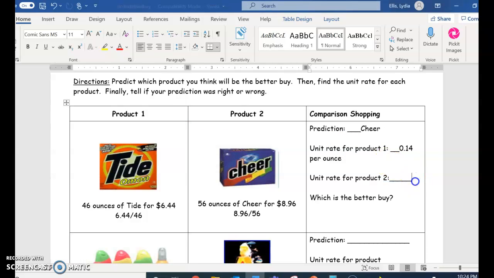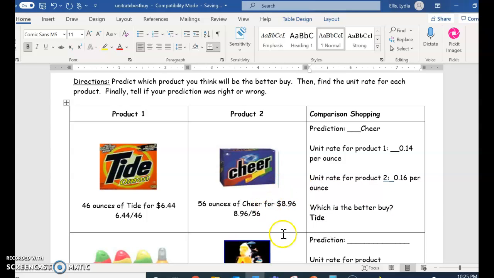And again, that is money. That's not just 0.16. That is 16 cents per ounce. And again, you have to put the per ounce in there for it to be a unit rate. If you do not, that is not a unit rate and your answer is wrong. So now the question is, which is the better buy? Well, all you have to do is look to see which is cheaper, 14 cents or 16 cents per ounce. And the answer is 14 cents, so Tide is the better buy.